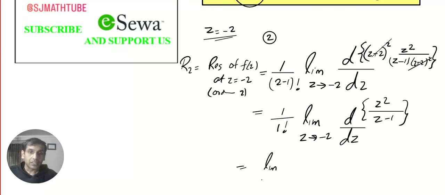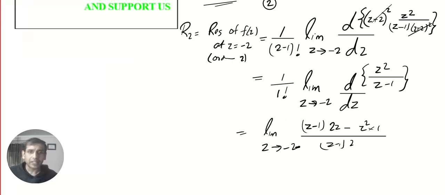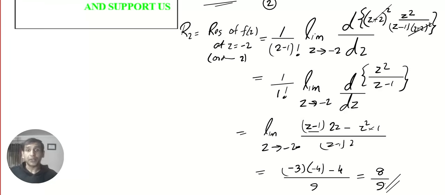Now limit z tends to minus 2, you have to apply the u by v rule. Denominator times derivative of numerator minus numerator times derivative of denominator, divided by denominator square. Now apply the limit. Applying the limit means just plug in the value z equal to minus 2. So minus 2 minus 1 is minus 3, multiplied by 2 into minus 2 minus 4, minus minus 2, the whole square is 4, divided by 9. So it ends up like 8 by 9 is the residue.